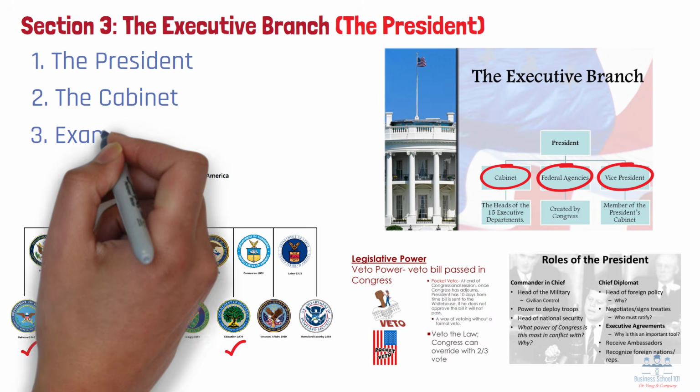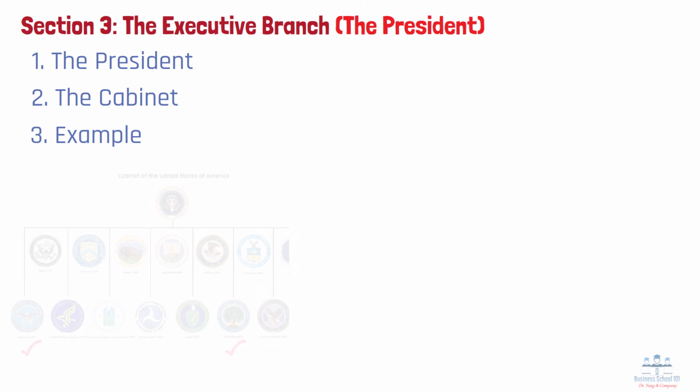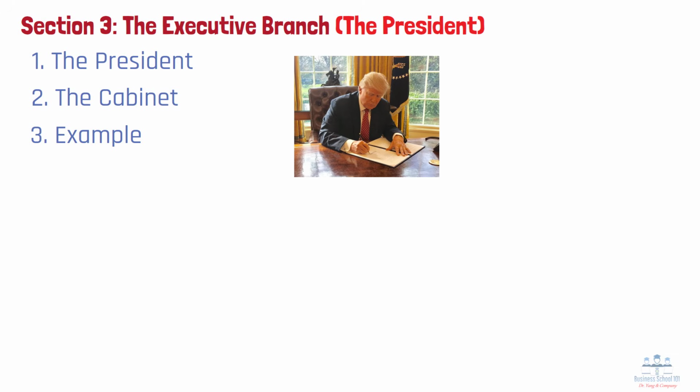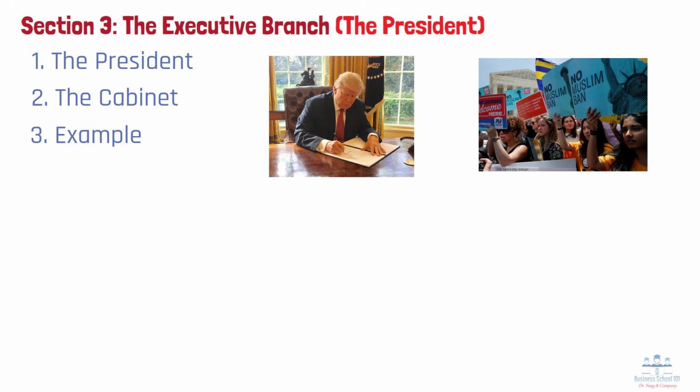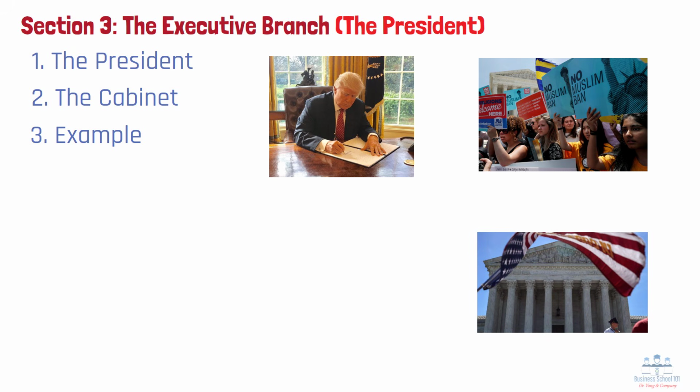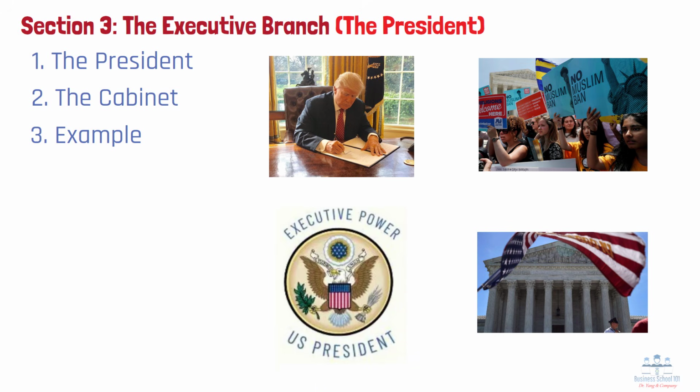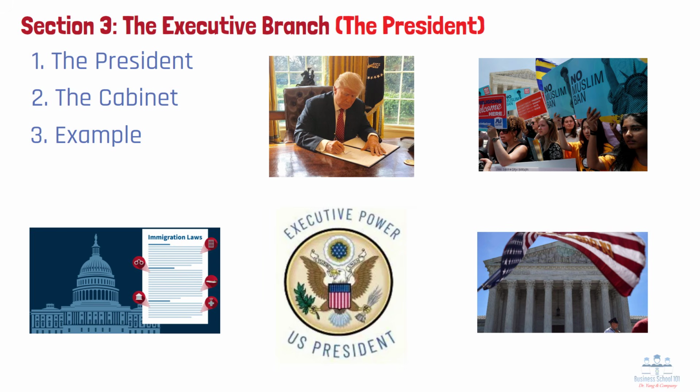Part 3. Example: a prominent example of the executive branch in action is President Donald Trump's Executive Order 13780, issued in March 2017, commonly known as the travel ban. This order restricted entry into the U.S. for citizens from several predominantly Muslim countries, citing national security concerns. Although the order faced legal challenges and went through revisions, it was ultimately upheld by the U.S. Supreme Court in 2018. This example highlights how the executive branch, through the President's executive authority, can implement significant policy changes, such as in immigration, without congressional approval, while still being subject to judicial review.